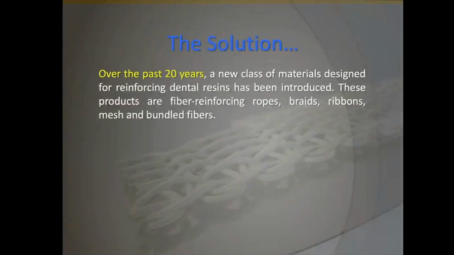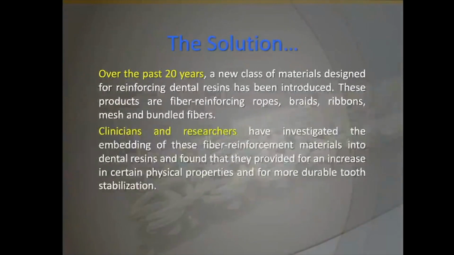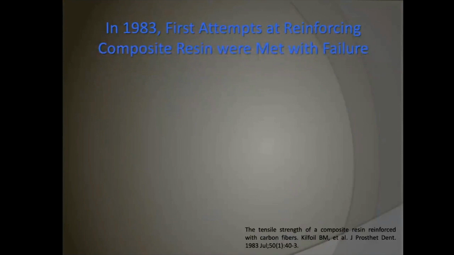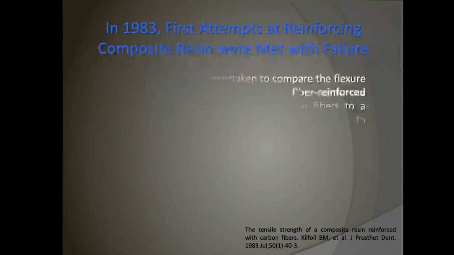So the solution: over the past 20 years, a new class of materials designed for reinforcing dental resins has been introduced. These products are fiber reinforcing ropes, braids, ribbons, mesh, and bundled fibers. Clinicians and researchers have investigated the embedding of these fiber reinforcement materials into dental resins and found that they provided for an increase in certain physical properties and for more durable tooth stabilization. In 1983, the first attempt at reinforcing composite resin was met with failure.